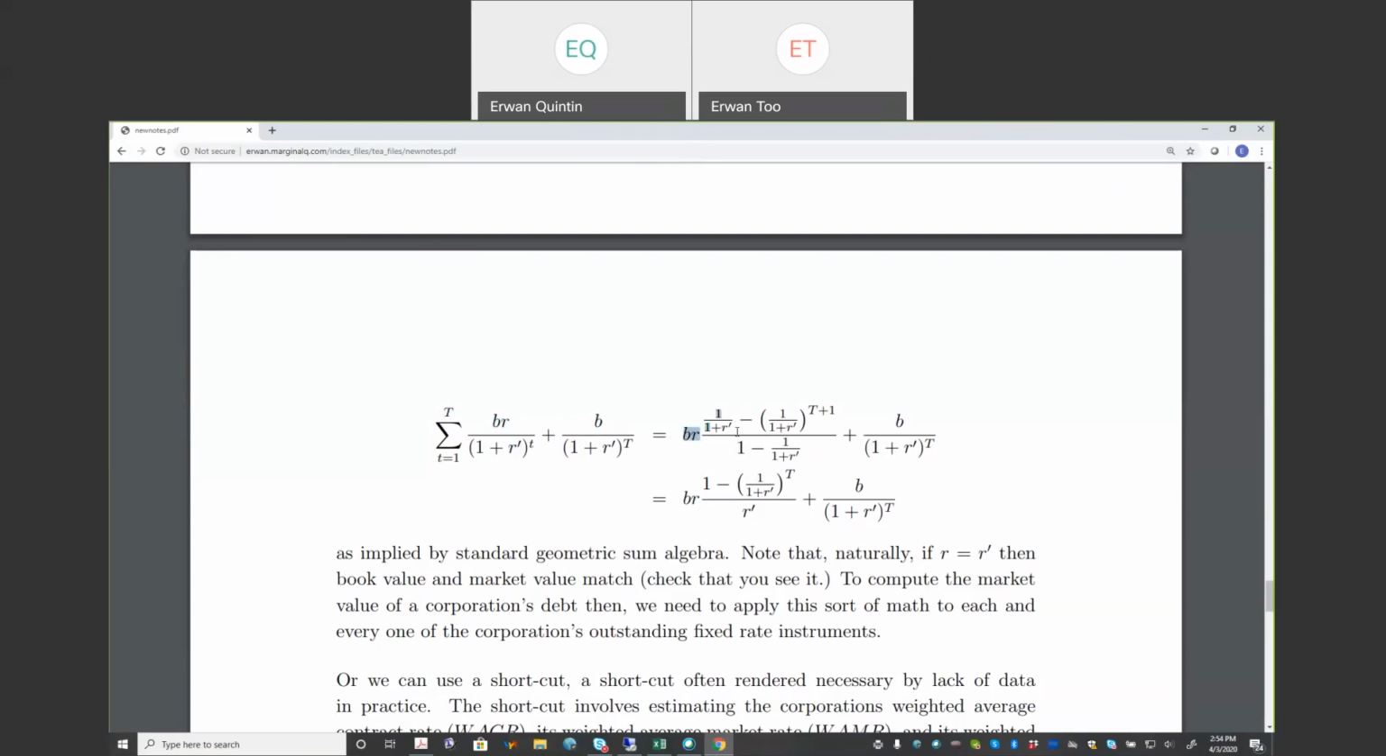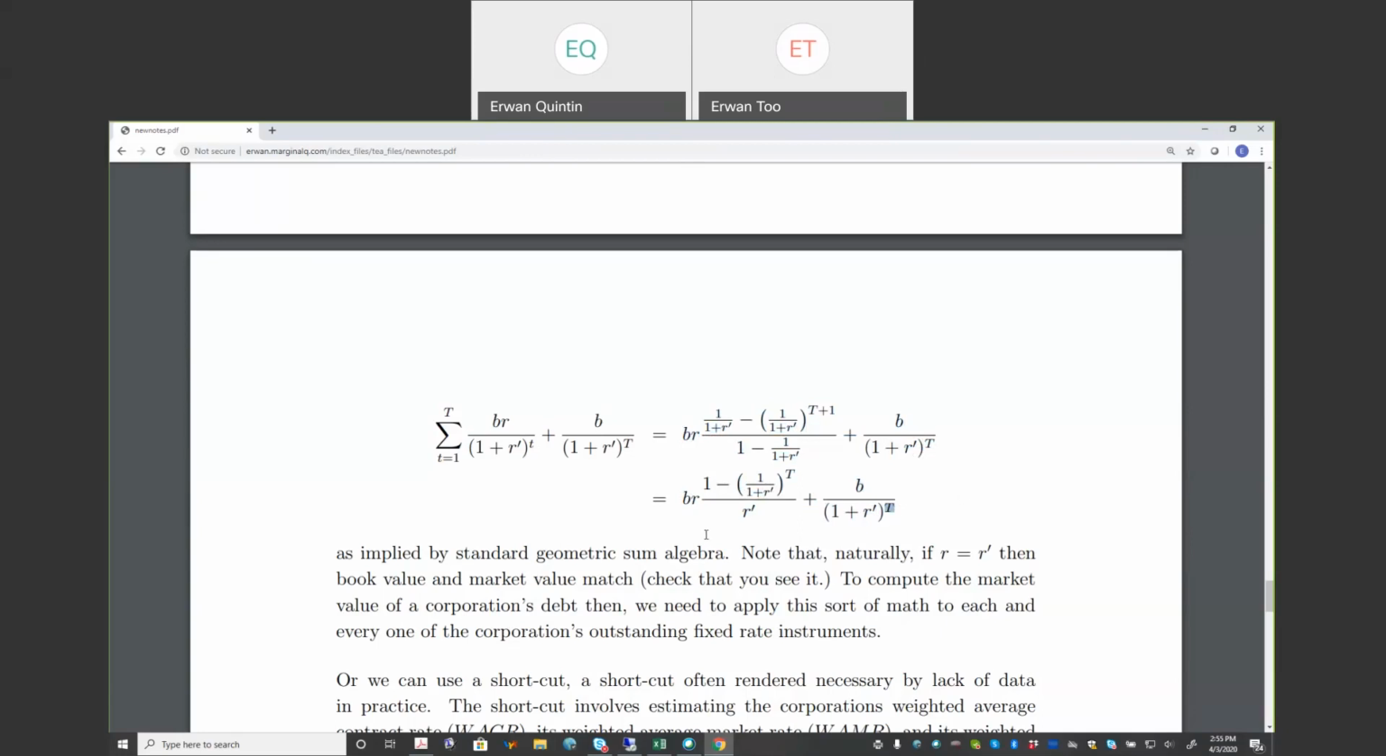And all you have to do is some geometric sum algebra, which I'm not going to go over here with you in this video, but you should make sure that you agree with my algebra. And if you simplify, you get this formula here. And this formula is a formula that you should believe because it has a lot of natural features.